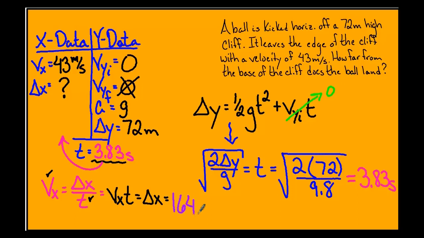And I end up getting 164 meters, well, 0.7 meters, as my final answer for this particular problem. This is very characteristic as to how we solve projectile motion problems, but in particular a class 1 problem.